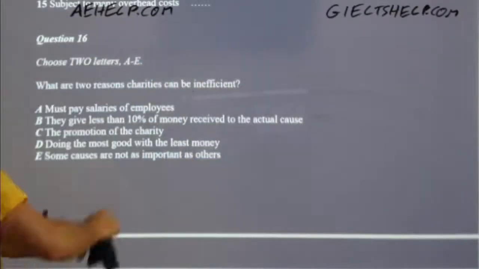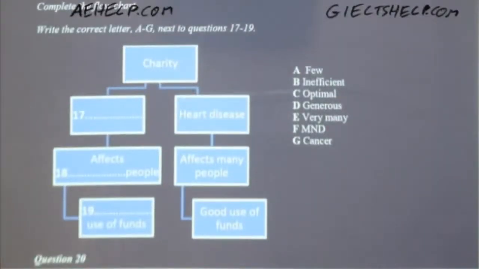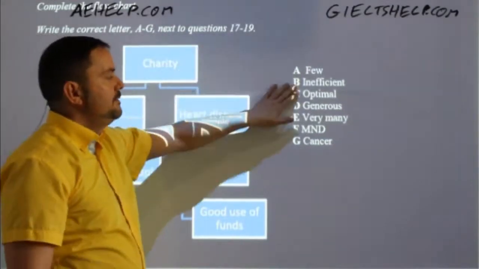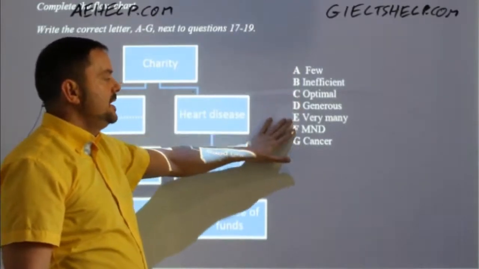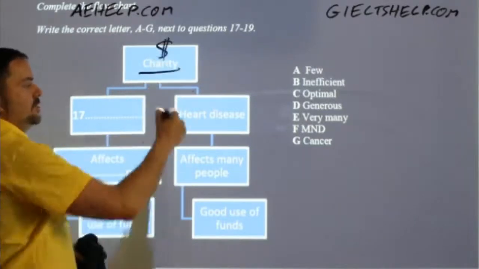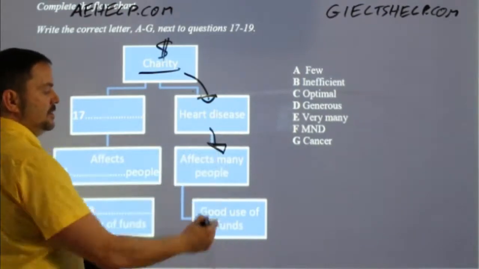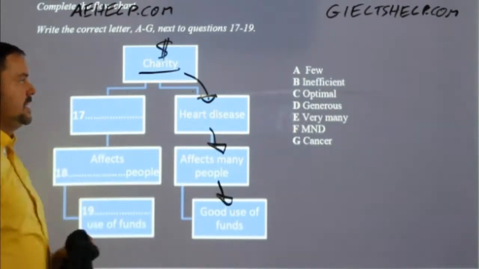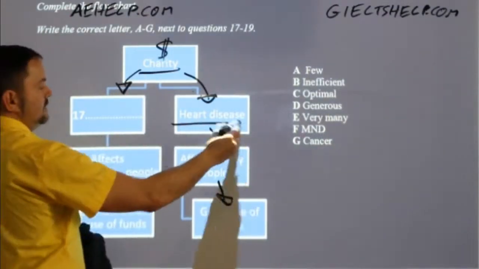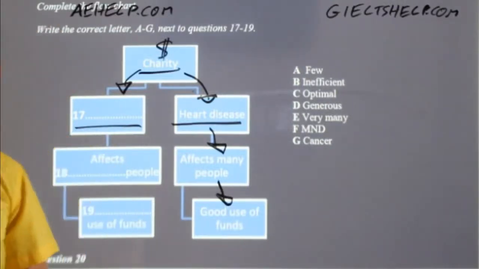Let's keep going. Few more here. Okay, here we had a flow chart. Write the correct letter, A to G, next to the question. We had few, inefficient, optimal, generous, very many, MND, cancer. So here's the charity. We're giving money. Okay, so we give money to heart disease or heart disease research. It affects many people, and it's good use of money. Okay, so here on the other side, if this was some kind of disease, the correct answer is MND.